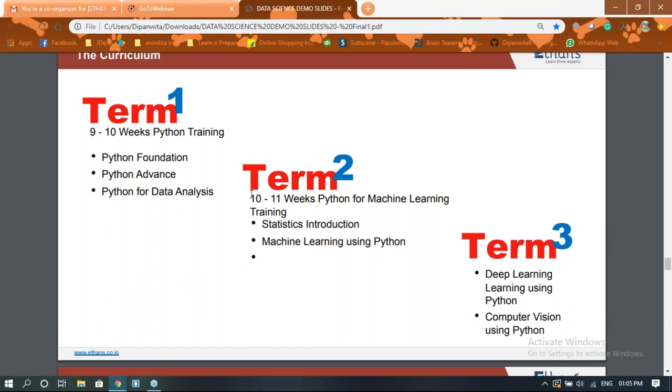Then you have 2 options of going forward: term 2 or term 3. What is divided here is that you can do statistics and machine learning, or you can do statistics and machine learning plus deep learning, NLP, and computer vision. So you can take Python foundation, Python advanced, Python for data analysis, and then statistics and machine learning. Or you can do Python foundation, Python advanced, Python for data analysis, and statistics plus machine learning plus deep learning plus NLP plus computer vision.